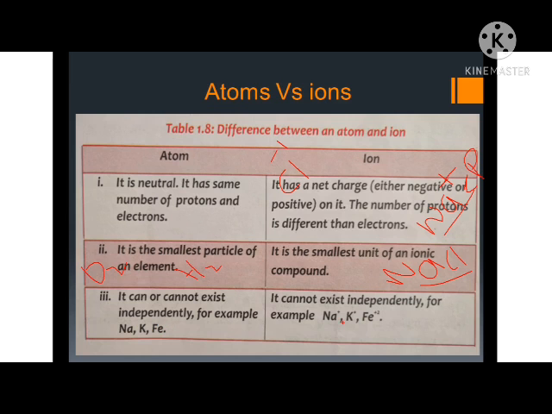For example, sodium, potassium, iron +2. This is the least stable. It always takes part in chemical reactions. It instantly undergoes chemical reaction. That's why it's called a chemical species.